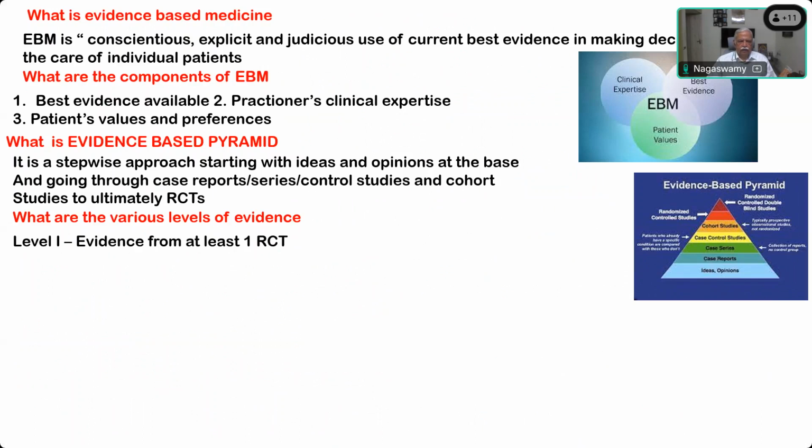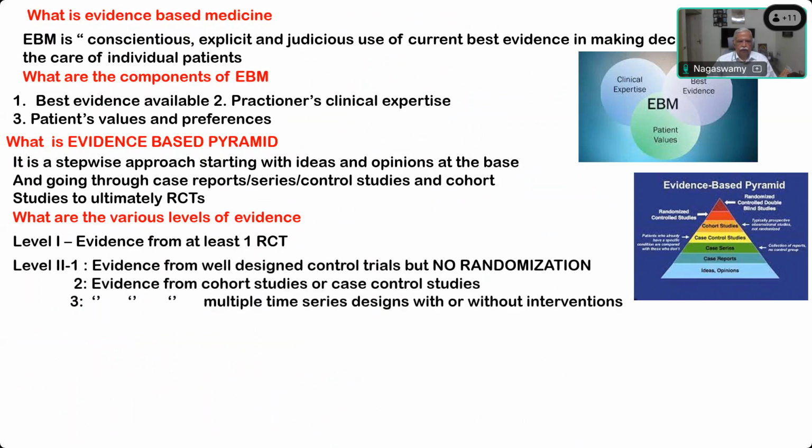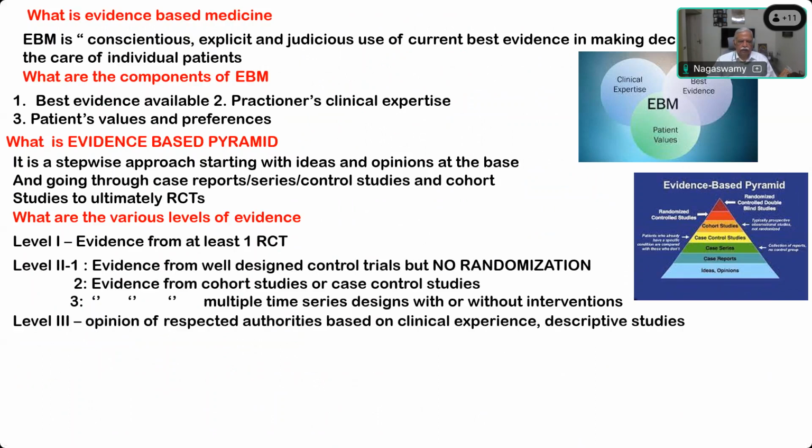So the levels are: level 1 is evidence from at least one randomized controlled trial. Then it is called level 1 evidence. Level 2 is evidence from well-designed controlled trials but no randomization, or from cohort studies, which is equivalent to what this pyramid is showing, and case control studies, or multiple time series designs with or without interventions. So this is called level 2. Level 3, opinion of respected authorities based on clinical experience and descriptive studies. So there are only three levels of evidence: level 1, level 2, level 3.